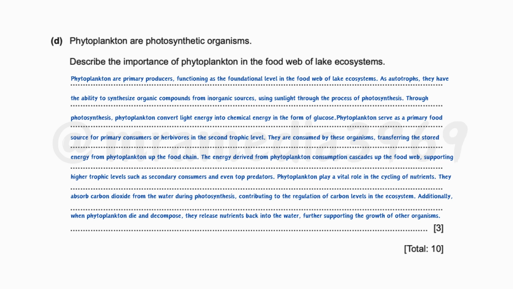Phytoplankton play a vital role in the cycling of nutrients. They absorb carbon dioxide from the water during photosynthesis, contributing to the regulation of carbon levels in the ecosystem. Additionally, when phytoplankton die and decompose, they release nutrients back into the water, further supporting the growth of other organisms.